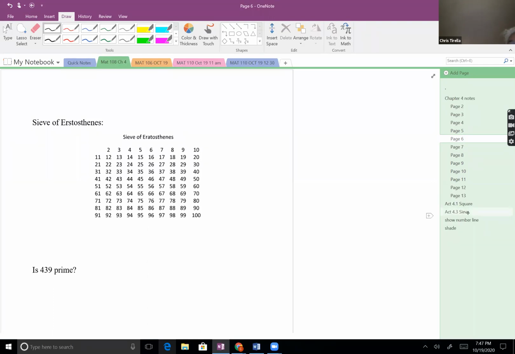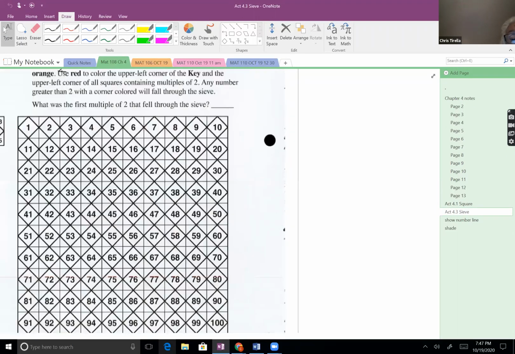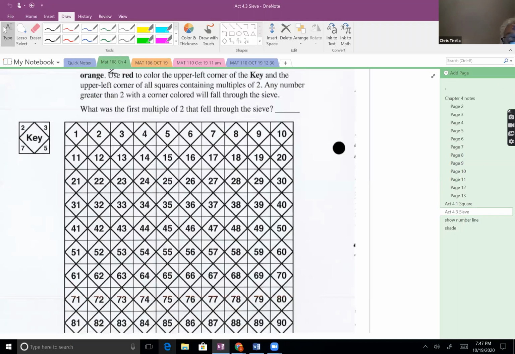activity 4.3 is another version of the sieve of Aristophanes that I think is a little bit more fun because it asks you to use colors. Do you folks have any crayons or colored pencils nearby? Do you folks have your activity manuals nearby? Can I switch gears to this activity? Everybody all right?